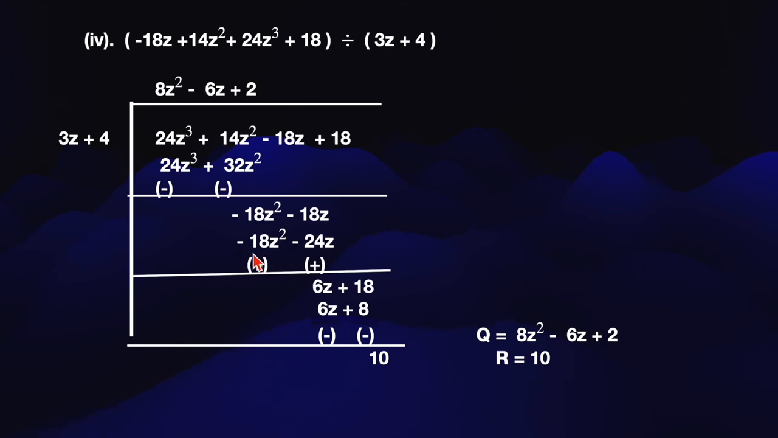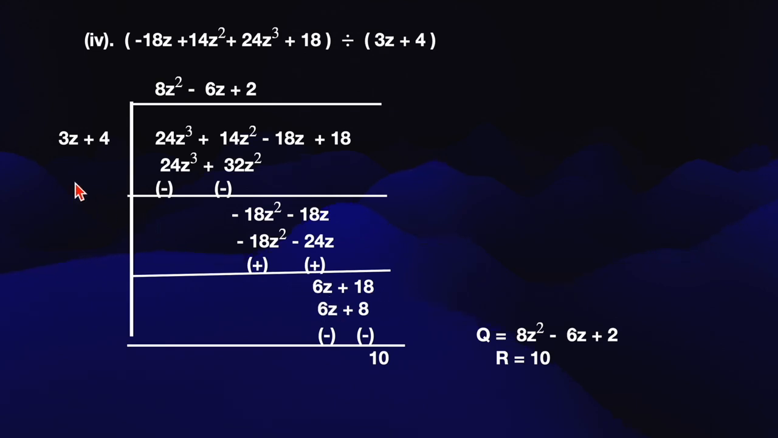Okay. Now change the sign. Minus becomes plus. Minus here. So this plus here. Add it. This will cancel. Minus 18z square plus 18z square is 0. Minus 18z plus 24z is 6z. Okay. Now 6z, bring down the last term, 18 plus 18.